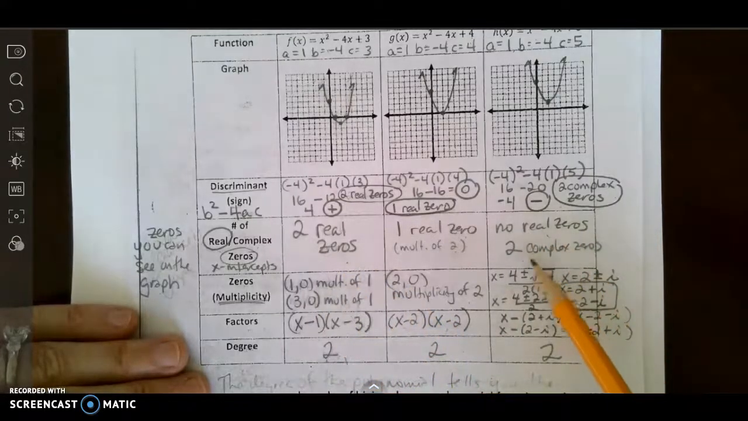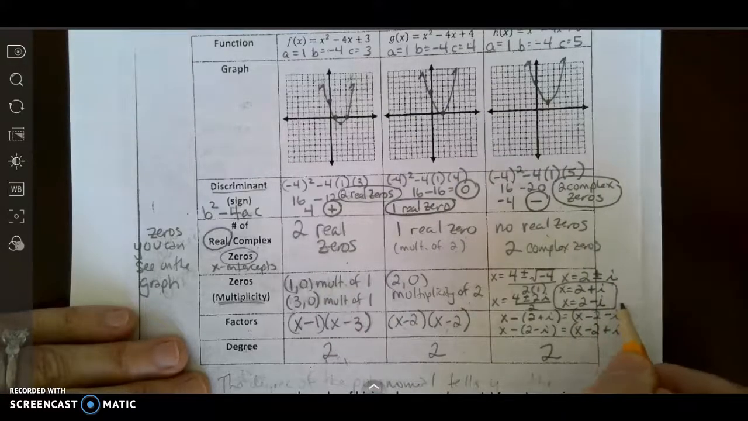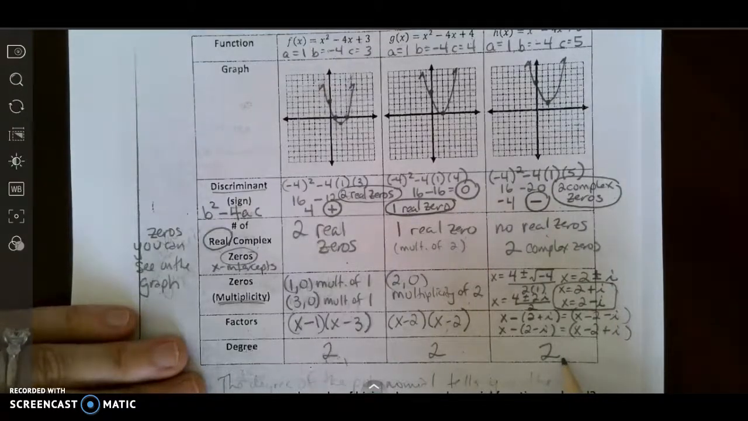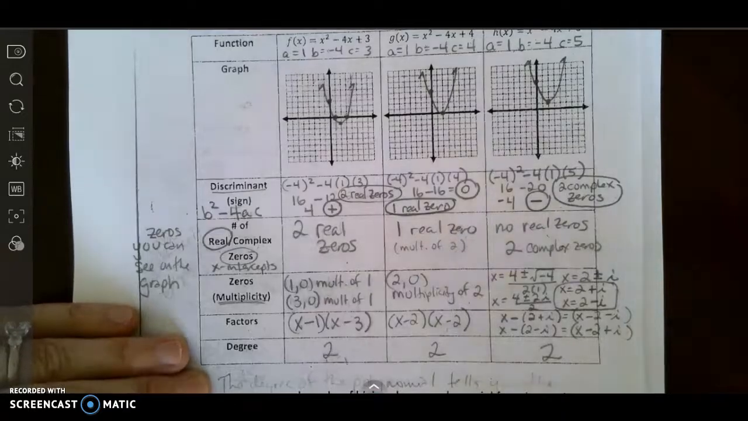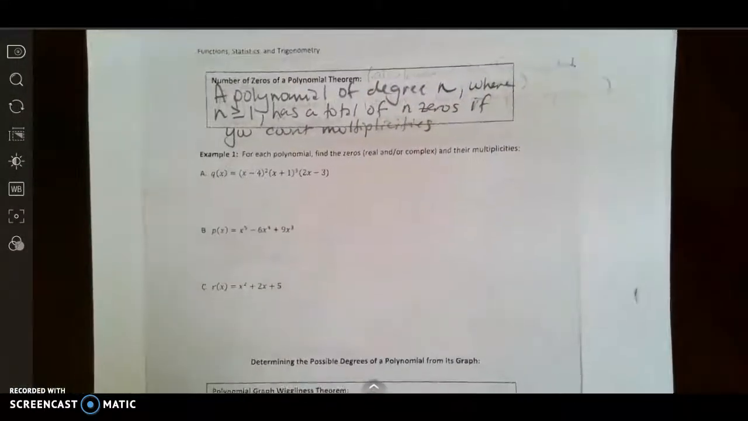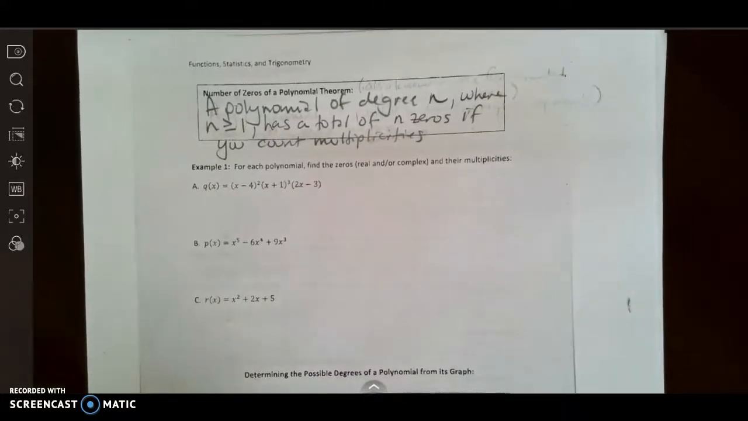Here I've got no real zeros, but 2 complex. Each one, we didn't write that in the table. Each of these has a multiplicity of 1. And that still adds up to my 2 total solutions for a second degree. So the degree determines the number of zeros if you count multiplicities. Because sometimes there's only one solution, but it has a multiplicity of 2. Sometimes it can have a multiplicity of 3. Maybe that factor occurs 3 times.